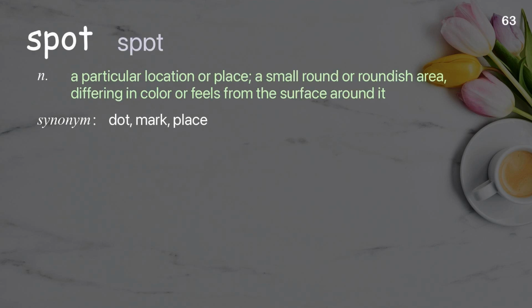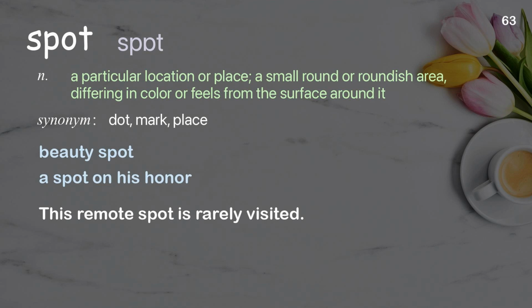Spot. A particular location or place, a small round or roundish area, differing in color or feels from the surface around it. Examples. Beauty spot. A spot on his honor. This remote spot is rarely visited.